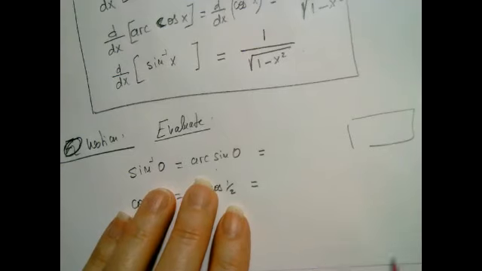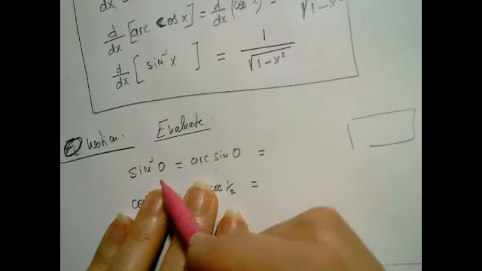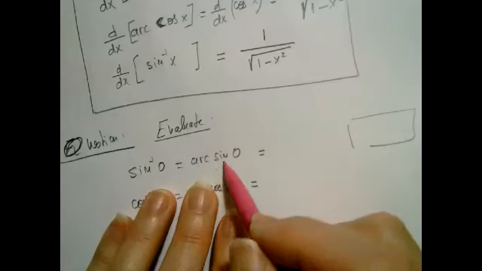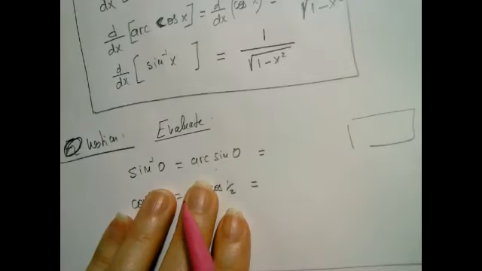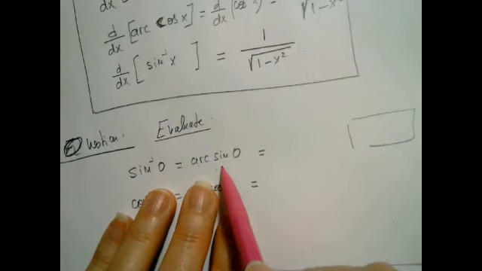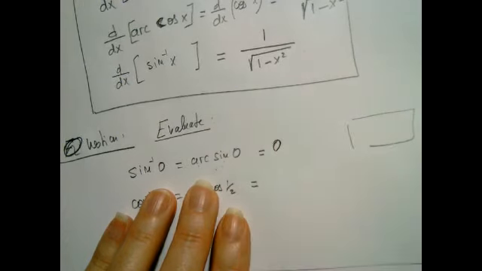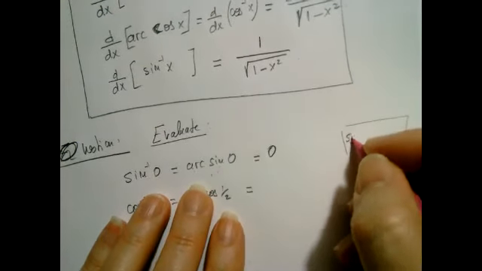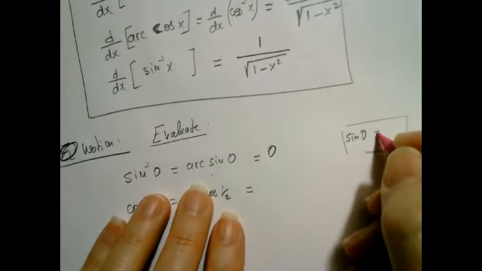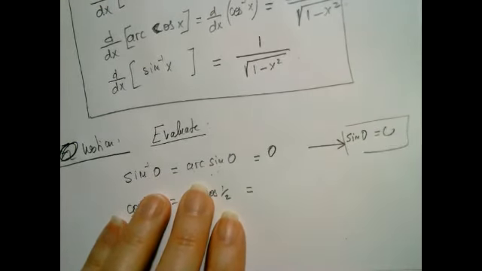What's sine inverse of 0? What's the angle whose sine is 0? I'm asking for the angle whose sine is 0. Which angle? Be very careful. Which angle has sine 0? It's 0. Why? Because sine of 0 equals 0. Okay, that's the sine inverse. It's the angle whose sine is 0.